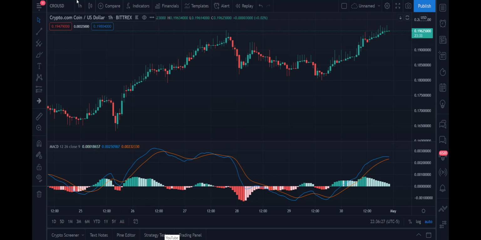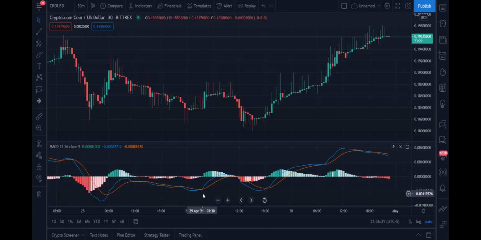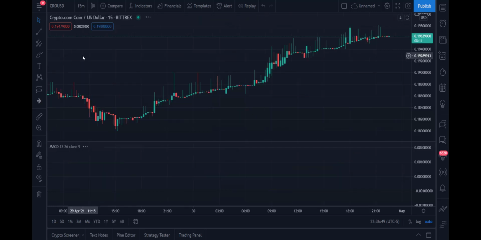That's on the 1 hour. Let's take a look at the 30-minute just to get a better sense. I like to enter trades on indicators at the shorter time frame. So this bullish crossover here on the 29th of April would have been a great signal to have used once it went positive. And I imagine the 15-minute will offer something similar.